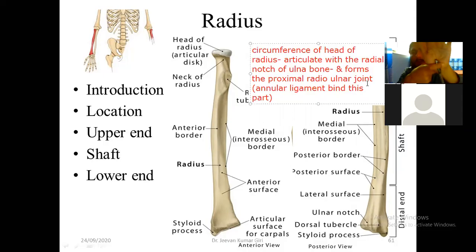So the annular ligament is encircling the circumference of the head of the radius, isn't it? My finger is the annular ligament. It is like this so that the head can freely rotate within. So we have this movement, supination and pronation, isn't it? That occurs in this joint only, in between the radius and the ulna.